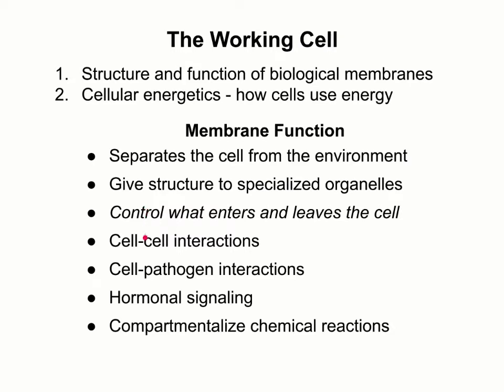It mediates interactions between cells so that they can work together. It also mediates interactions between cells and pathogens, like bacteria and viruses. Coronavirus, for example, gains entry to the cell by first binding at the plasma membrane. Receptors in the plasma membrane respond to hormonal signals secreted by other cells. Finally, in eukaryotic cells, membranes also enclose organelles and allow them to carry out specialized functions. But we'll only touch on these other aspects of membrane function.